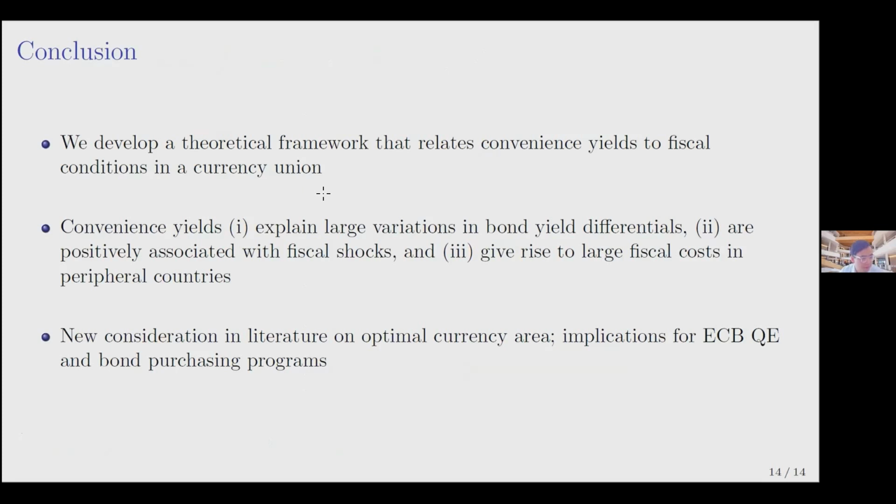In this paper, we develop a theoretical framework to think about convenience yields in relation to fiscal conditions in a currency union. Empirically, we find results consistent with this model's prediction. In particular, we find convenience yields to be driving large fiscal costs in countries with lower convenience yields. This brings new consideration to the literature on optimal currency areas, as well as unconventional monetary policies such as QE or other bond purchasing programs.